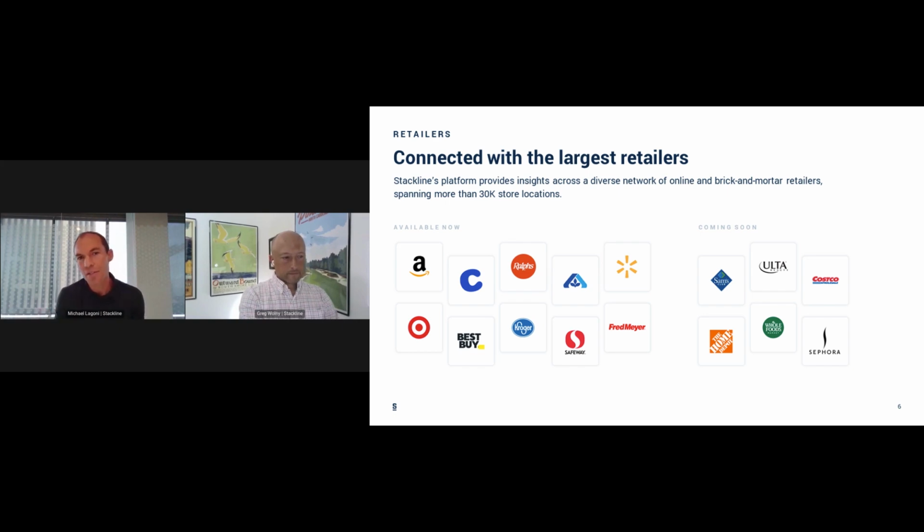This slide here just gives a nice overview on the left of the initial 10 retailers that we have in the ecosystem. So some of the big e-com retailers such as Amazon or Chewy, and then of course the major omni-channel and brick and mortar retailers in the US like Target and Walmart and many others. We've got a nice list on the far right there of many other big retailers that will be coming soon. So we'll constantly be expanding the footprint of this network as well.